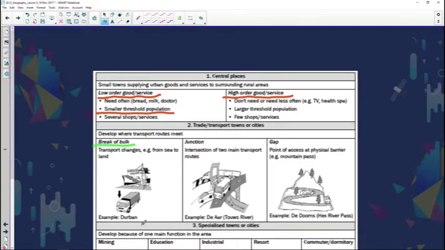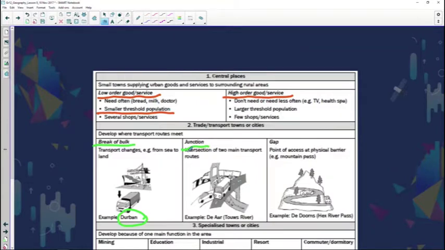Durban is your best example. Durban has a harbour, so what happens? Goods arrive in one form of transport and leave Durban in another form of transport. For instance, let's say goods are being imported from China. They arrive at Durban, and from the harbour, they get loaded onto trucks and are then transported to Gauteng.